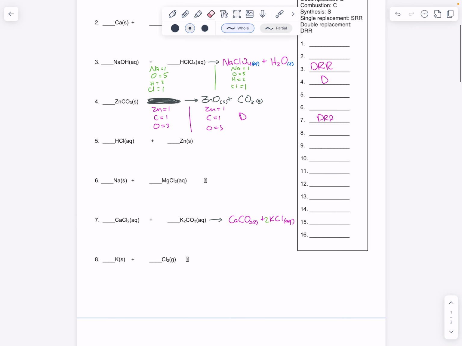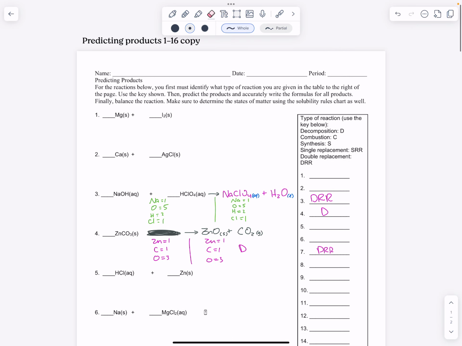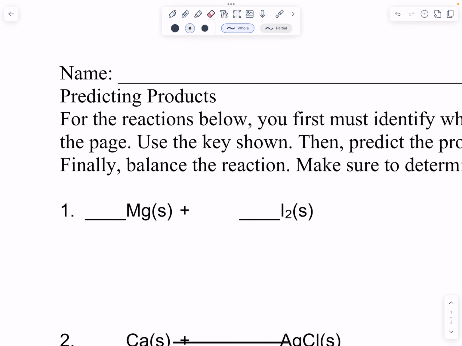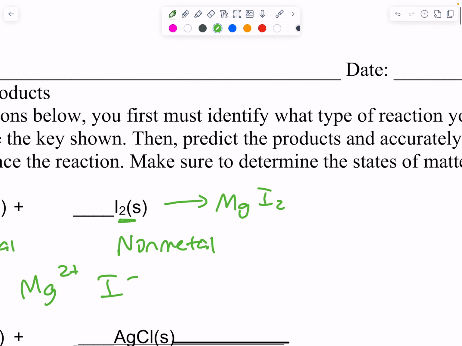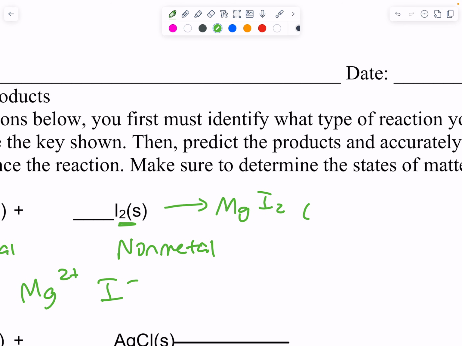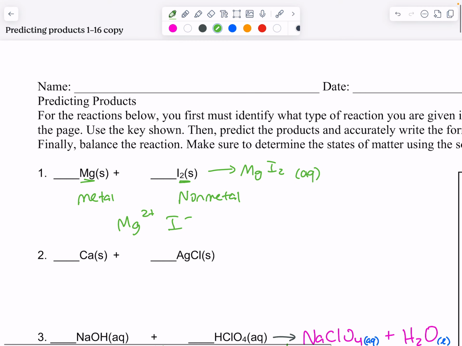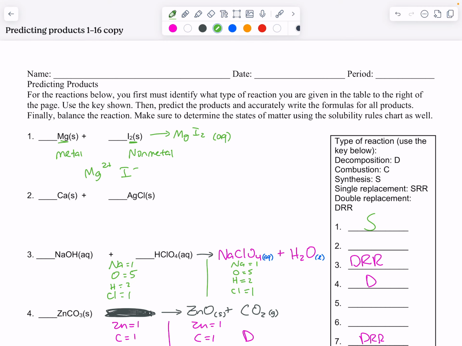Okay, with the synthesis ones, a lot of students were getting confused with that one for some reason. Synthesis, like number 1 is synthesis. Mg is a metal. Iodine is a nonmetal. Therefore, it's ionic. Therefore, I'm crossing charges. Mg is 2 plus, I is minus. My product is MgI2. MgI2, I believe, is aqueous. And it's already balanced. So I put S for synthesis.